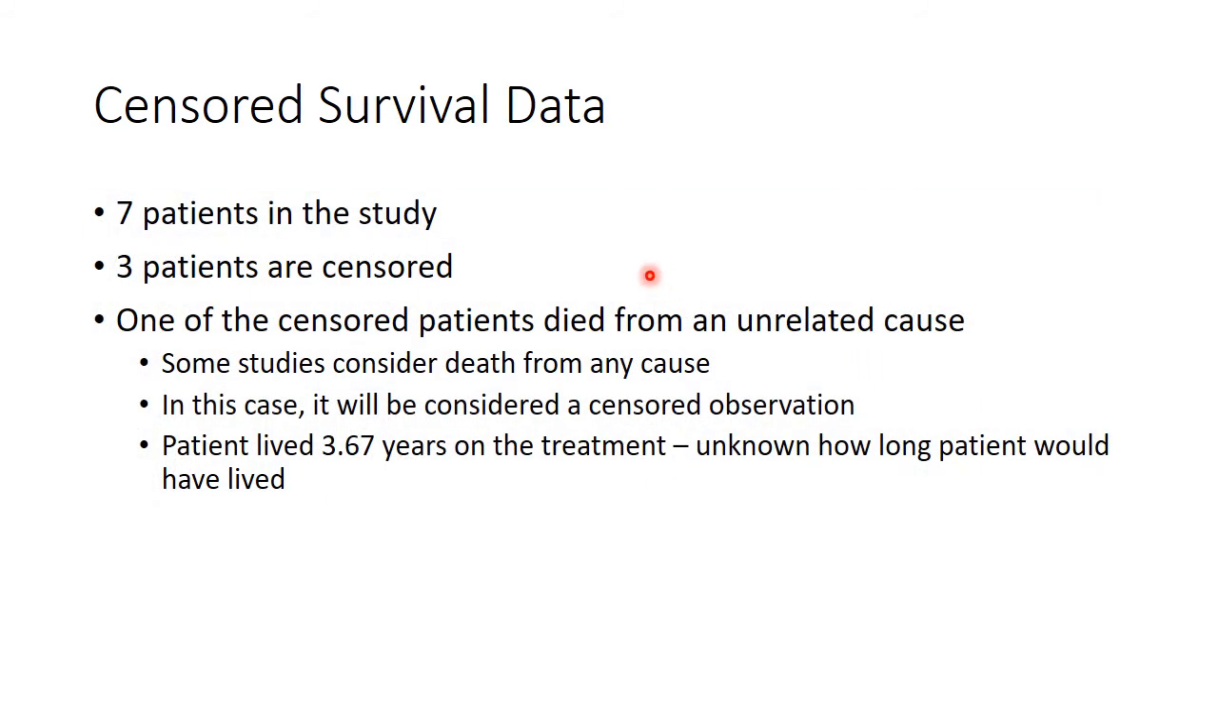So looking at this, we had 7 patients in the study. 3 of the patients ended up being censored, and 1 of the censored patients ended up dying from an unrelated cause. Some studies you'll find will do all-cause mortality, meaning they will include any type of death that occurred, whether it be unrelated or not. Even if a person killed themselves or got mugged and shot, they would include it anyway, even if it may not be germane to what you're looking at. In this case, though, it would be considered a censored observation, meaning they would take it out of their analyses, but they would at least report on it to show you that they did take into account all these patients.